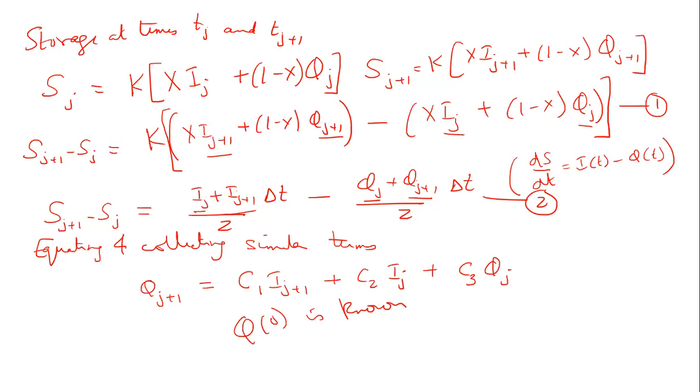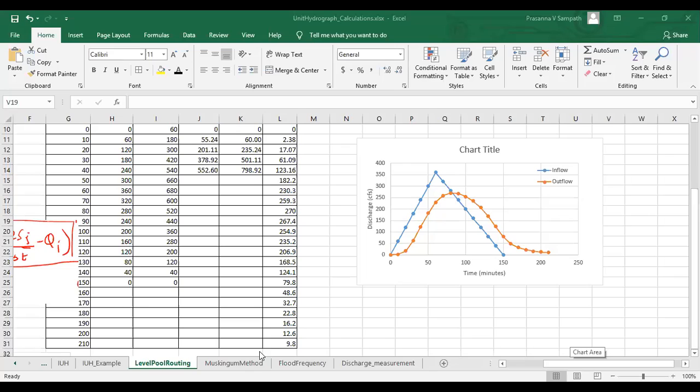Now, what I'll do is we'll try to solve a simple problem using this approach, and then with that we'll be kind of done with the flood routing aspect. Okay, so let me go to the Excel file. In the morning we looked at the level pool routing. Now we're going to look at the Muskingum method.